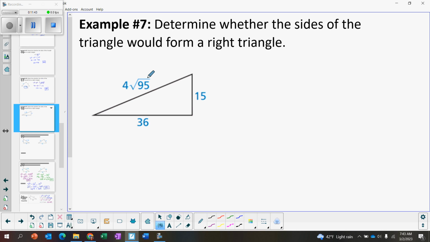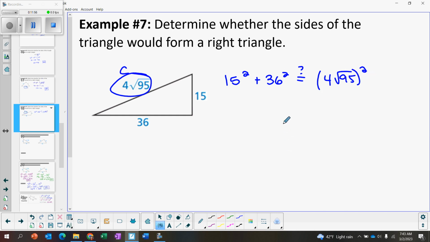Oh, even trickier. All right, so here's my C value, and then 15 and 36. So 15 squared plus 36 squared, checking if it equals 4 root 95 squared. So 15 squared, we get a number. 36 squared, we get a number. Here, when I'm squaring this, I'm really squaring both parts, and it's still being multiplied. So 4 squared is 16, and the square root of 95 squared is 95, because that's the part that cancels out. So this side is really 16 times 95.